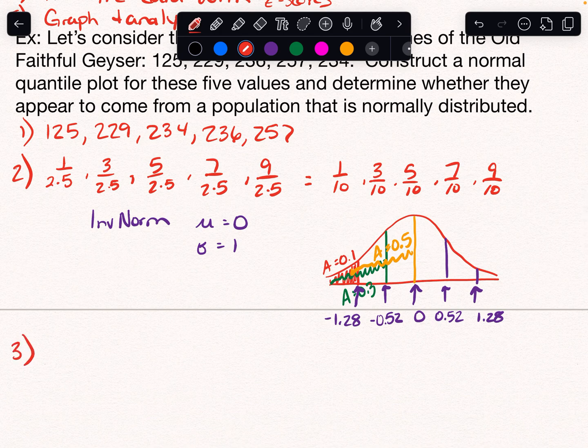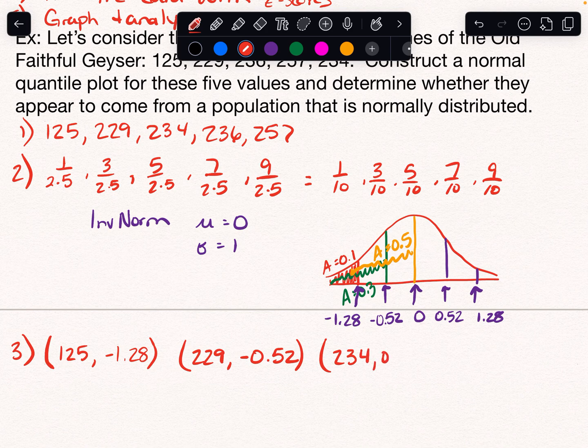Step number 3, we are pairing our data value with our z-score, and it's always data value is x, z-score is y. So we ordered our data for a reason, because our smallest data value should correspond to our least z-score, which is negative 1.28. Our next smallest data value should correspond to the next z-score, and so on and so forth. So I have all of these wonderful points, and we'll have to graph this as well.